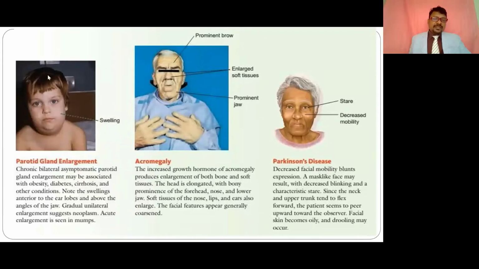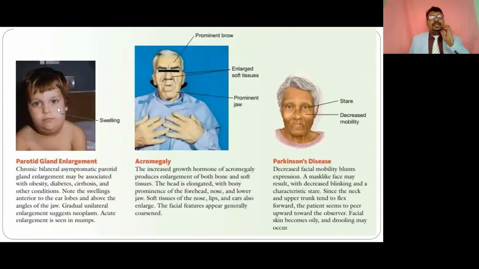So this is the classical feature of parotid gland enlargement. If the person has a chubby face or a mumps appearance, mumps means swelling of the parotid glands. A gradual unilateral enlargement suggests neoplasms. If the enlargement is on only one side, it indicates cancer or neoplasm. The acute enlargement seen in mumps is an infection of the parotid gland.